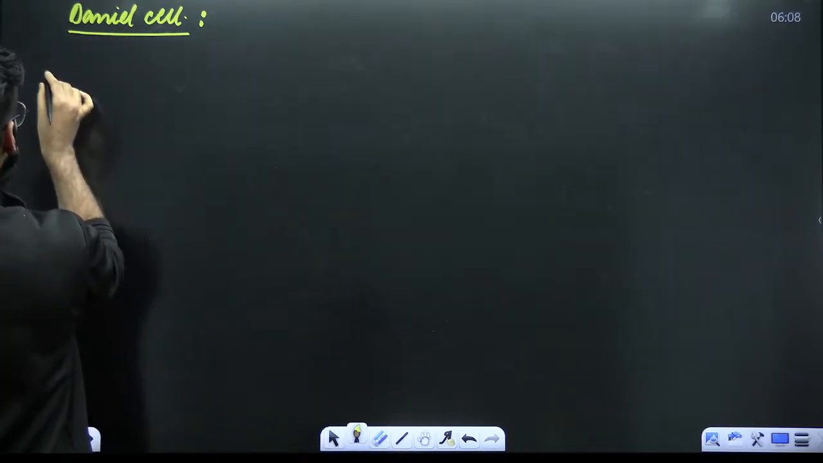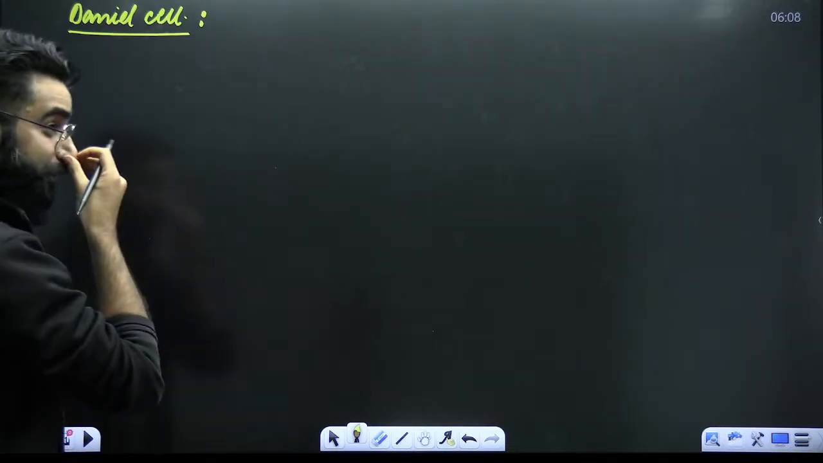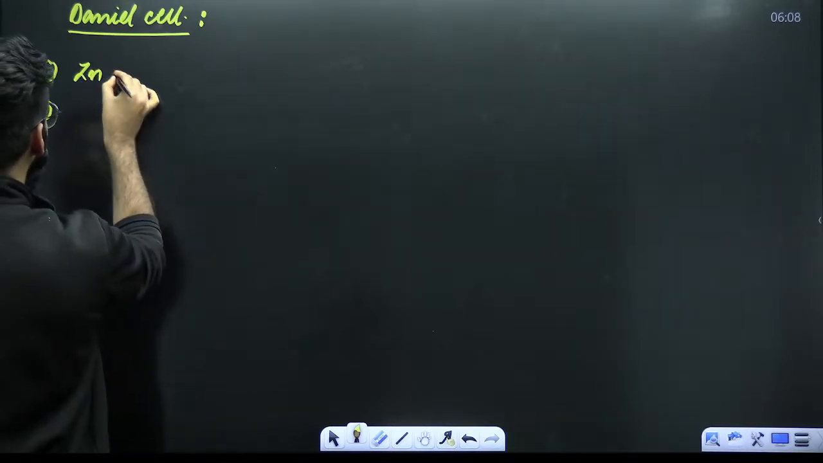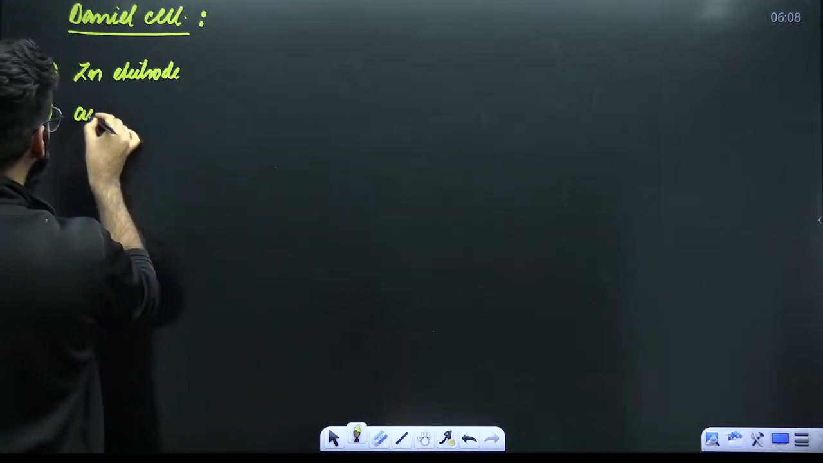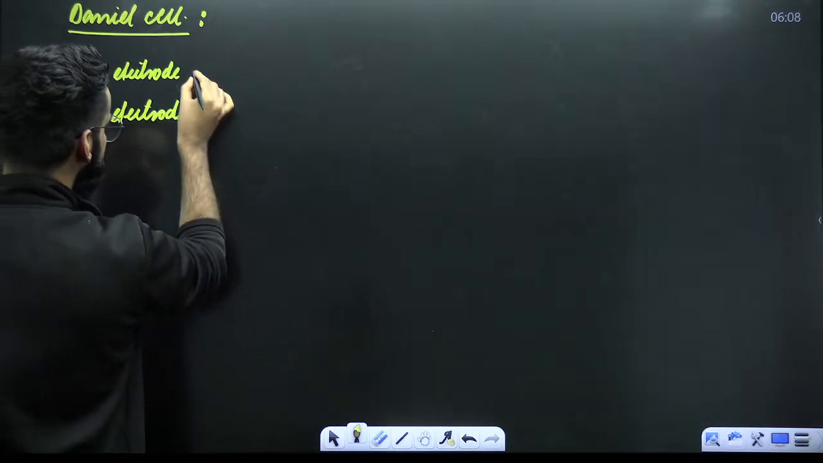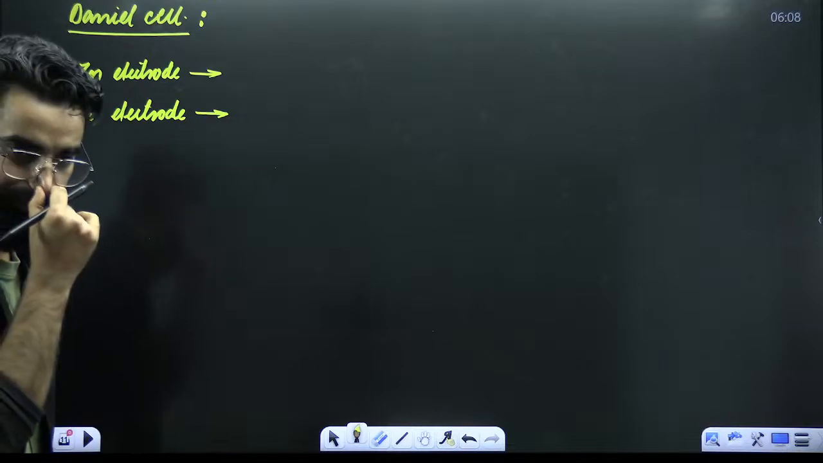See guys, in case of the Daniell cell, you will be using two electrodes. One is going to be your zinc electrode. And one is going to be your copper electrode.